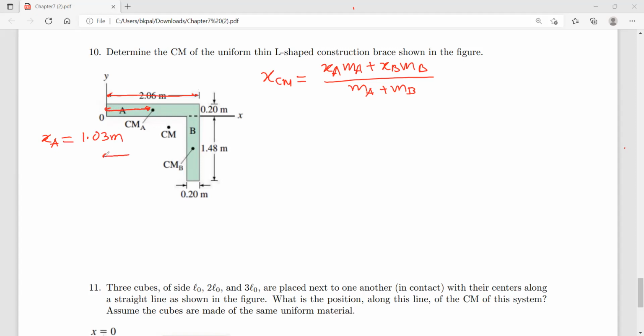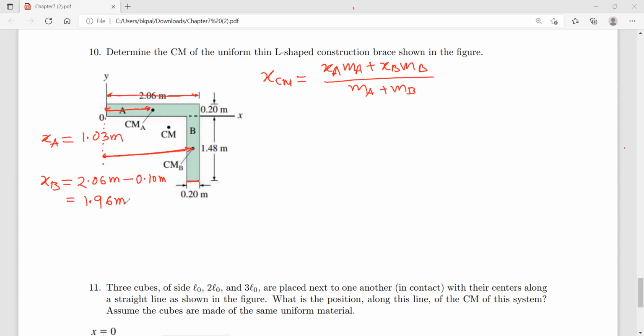XB is this distance. This is the x equal to 0 line, so from here to here is XB. You see, this is less than 2.06. The whole is 2.06 meter, and we have to subtract half of 0.20 meter, right? Because it's at the middle. So it is 0.10 meter. So XB is 1.96 meter.